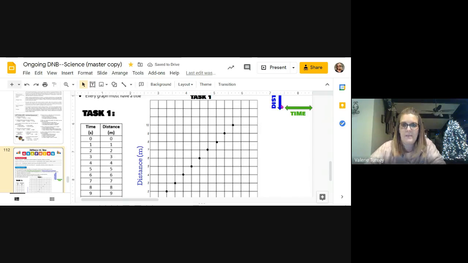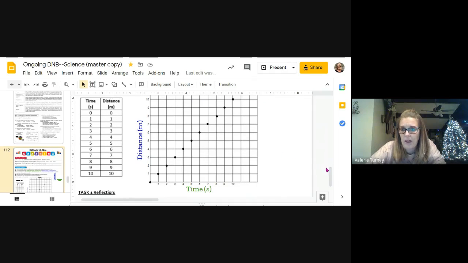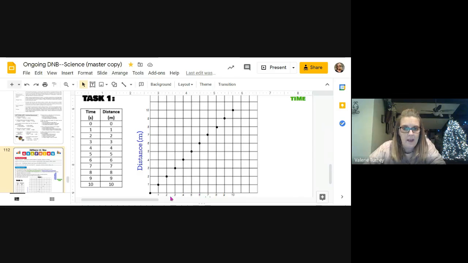All right, and this is what it's going to look like when you are done. At 1 second, they had traveled 1 meter. At 2 seconds, they had traveled 2 meters. At 3 seconds, they had traveled 3 meters, and so on and so forth. And this is where I've got these plots on my graph. According to this, they stopped at 10 seconds and they were at 10 meters. So now I would just create a line and I would connect all of my dots.